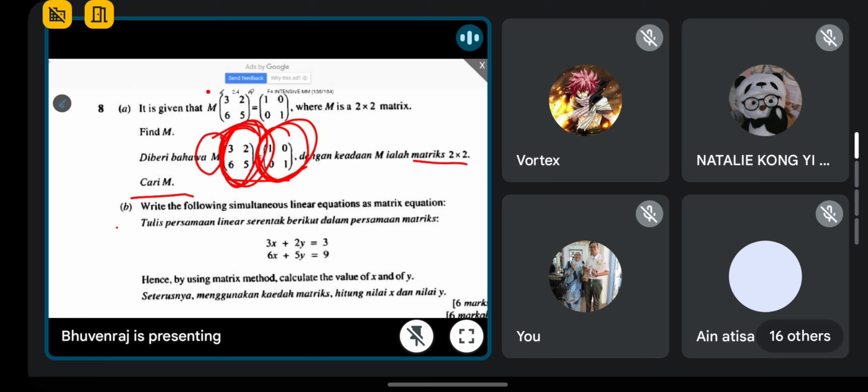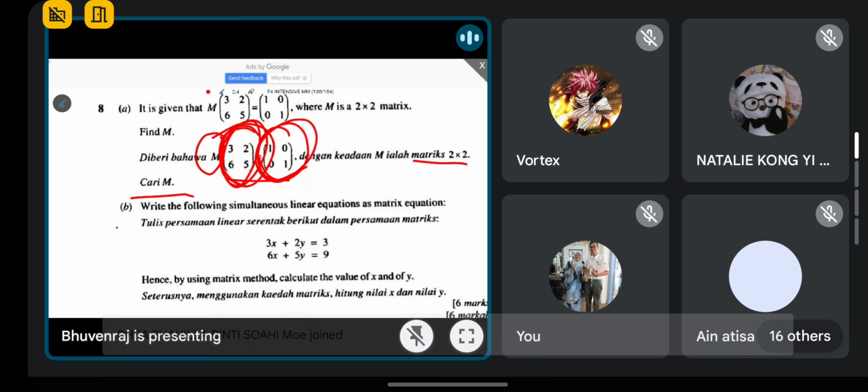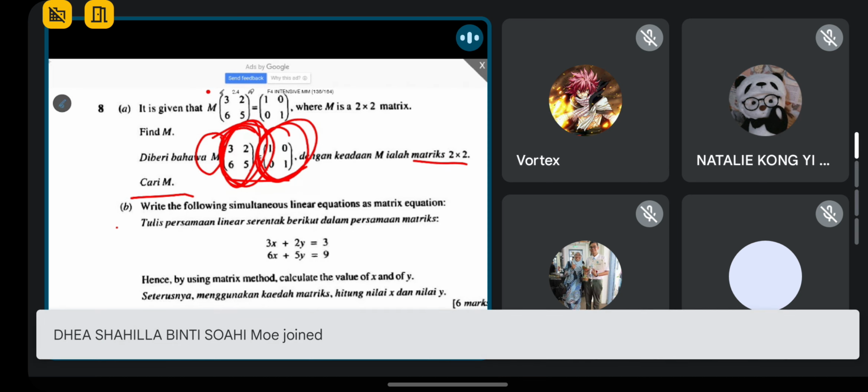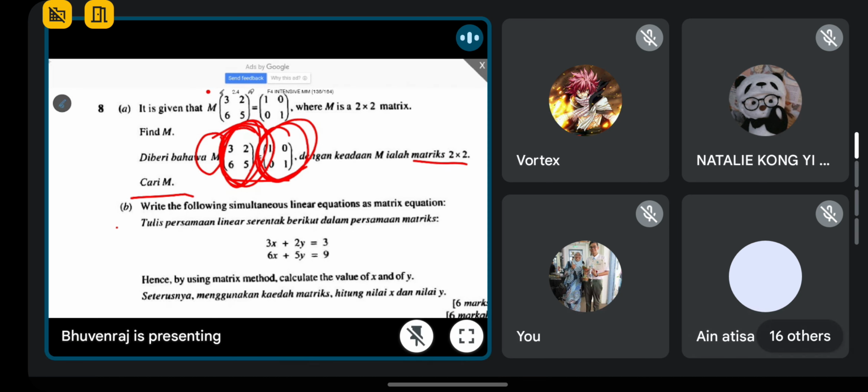Jangan takut guys, if you get pecahan or anything. Betul jawapan tu, okay? If you get your answer in fraction, don't worry. Tak semestinya matrix selalu nombor bulat. Matrix, the value can be in fraction also. So just share your answer once you all get M.